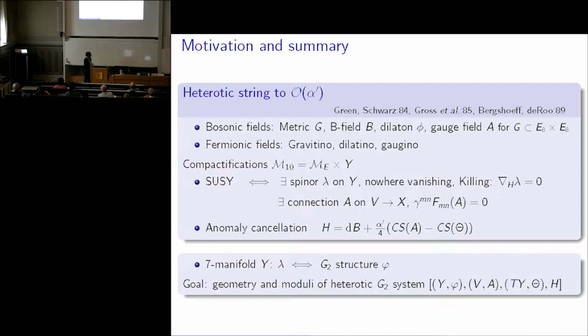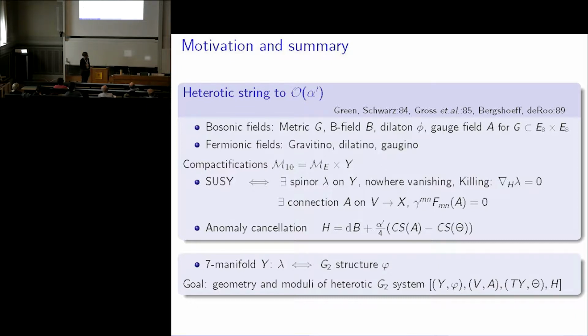Then there are also fermionic fields, which will not be as important: the gravitino, dilatino, and gaugino. Now, when we compactify this, we specify that the 10-dimensional space-time decomposes into an external part, which in this case will be 3-dimensional, so 2+1 dimensions, and an internal part. If we want to preserve supersymmetry in this compactification, then we need to have a well-defined spinor on this space, and this spinor has to satisfy a Killing spinor equation, which can be written in this form.